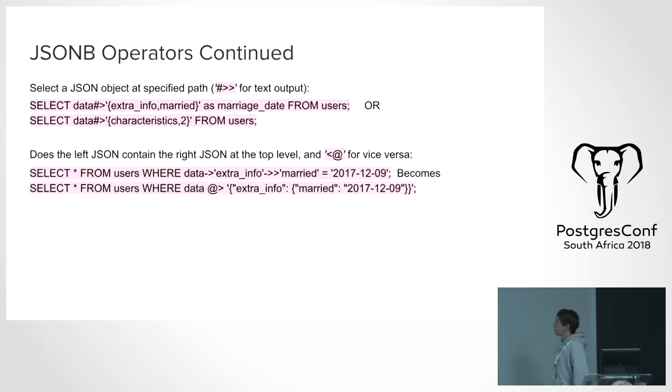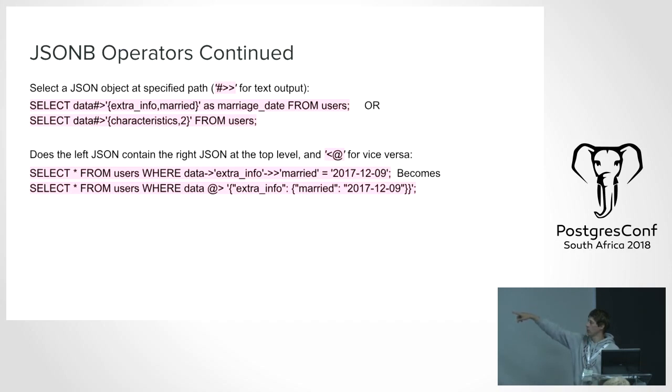This operator here with the at sign. With the at sign, you can use it both ways. It's basically, does the left JSON contain the right JSON at the top level? If the at is this way around, like I have here in the example, it's does the left contain this at the right? And I've constructed that now, and that, for example, will return true for one of the rows and false for all of the other rows.